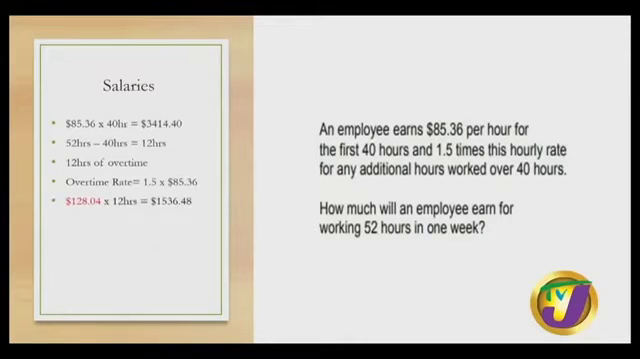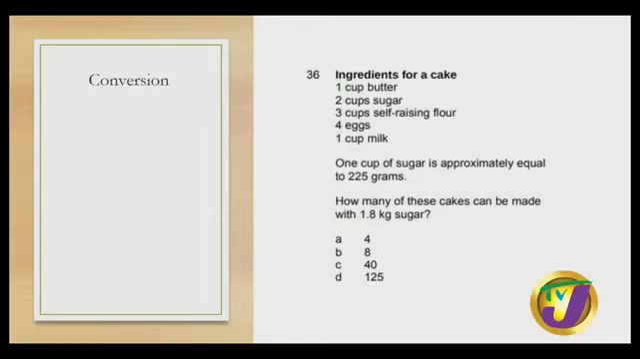So the rate for overtime is $128.04. Therefore, we multiply that by 12, giving us $1,536.48. Now, we will sum the money earned for the 40 hours and the 12 hours, and that will give us $4,950.88. Yes. Let's read the next question.